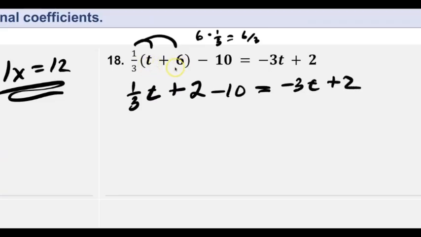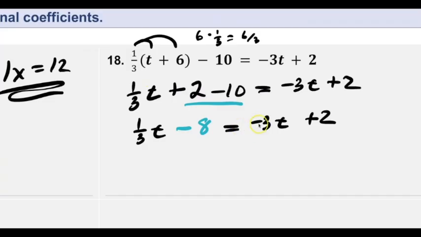Oh, this might get a little ugly. Let's simplify first. So I'm going to simplify this. So I got 1/3 t. Oops. Let me write that nicer. 1/3 t. Then we have minus 8 equals negative 3t plus 2. Let's get rid of the variables. So I'm going to add 3t to both sides. Okay, and then those cancel out.